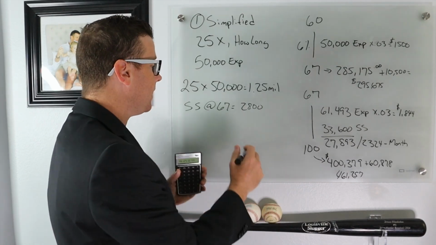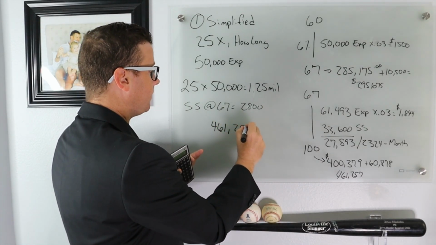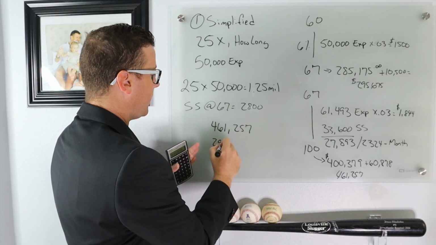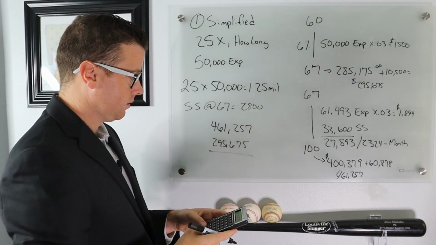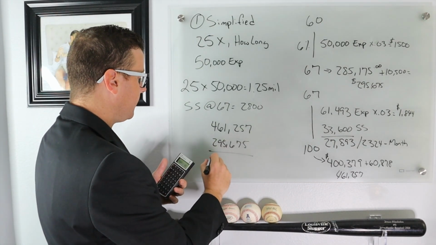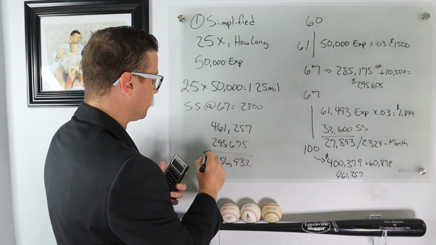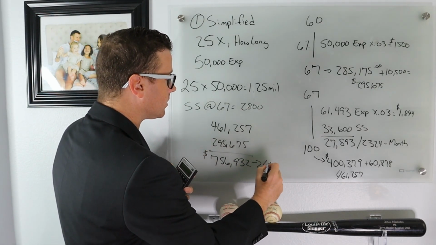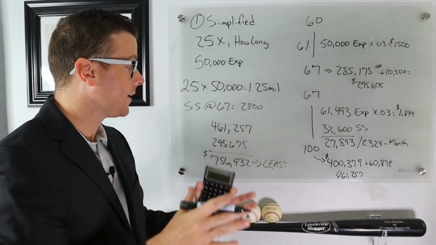So we take it all together, 461,257 and 295,675. Let's add those up together. That means $756,932 is the least amount we need to retire at 60.